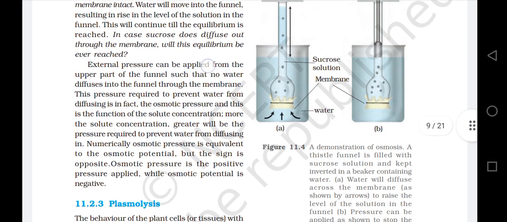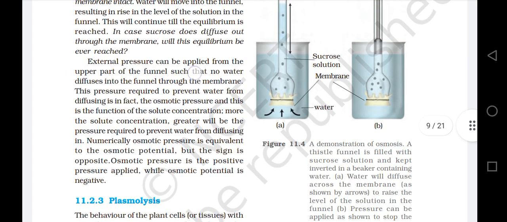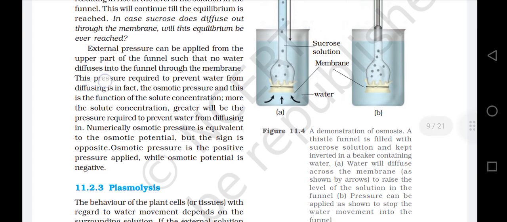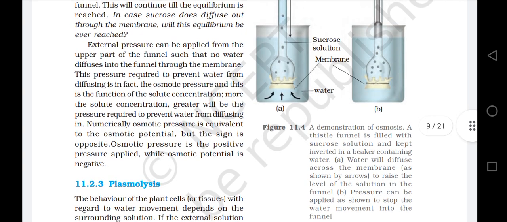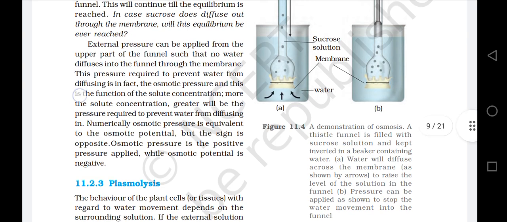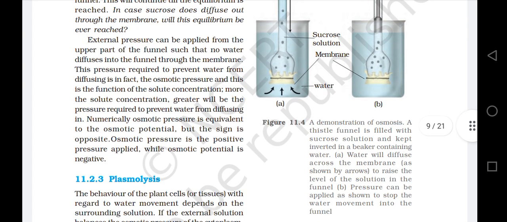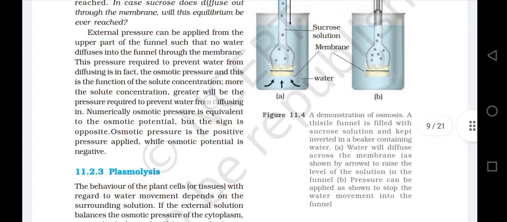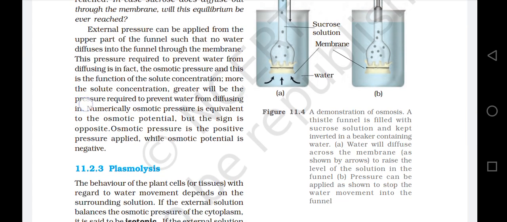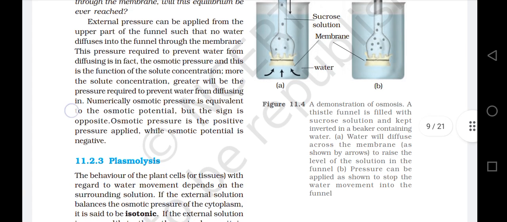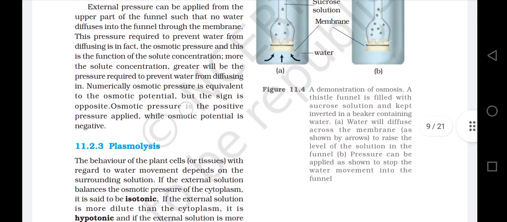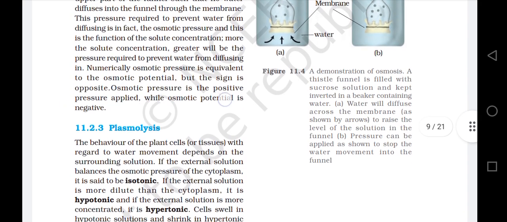External pressure can be applied from the upper part of the funnel such that no water diffuses into the funnel through the membrane. This pressure required to prevent water from diffusing is in fact the osmotic pressure, and this is a function of the solute concentration. The more the solute concentration, the greater will be the pressure required to prevent water from diffusing in. Numerically, osmotic pressure is equivalent to the osmotic potential, but the sign is opposite. Osmotic pressure is the positive pressure applied, while osmotic potential is negative.